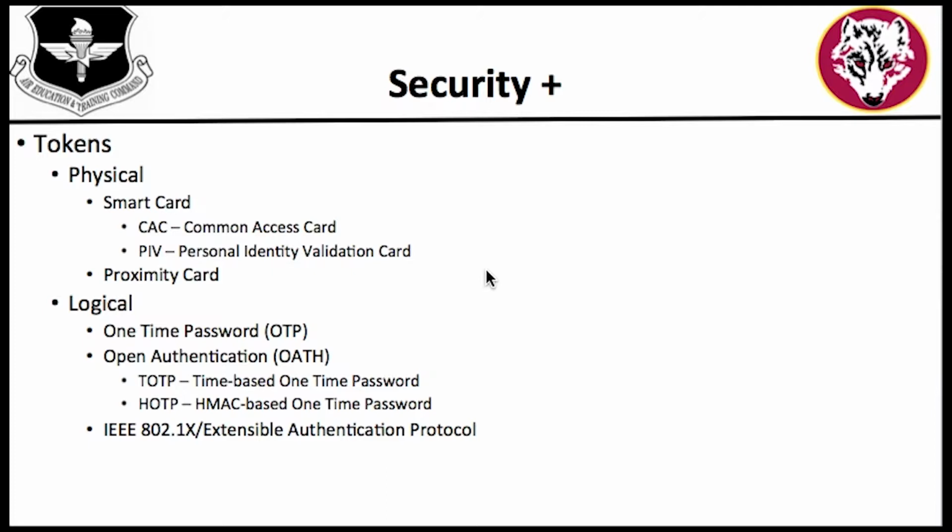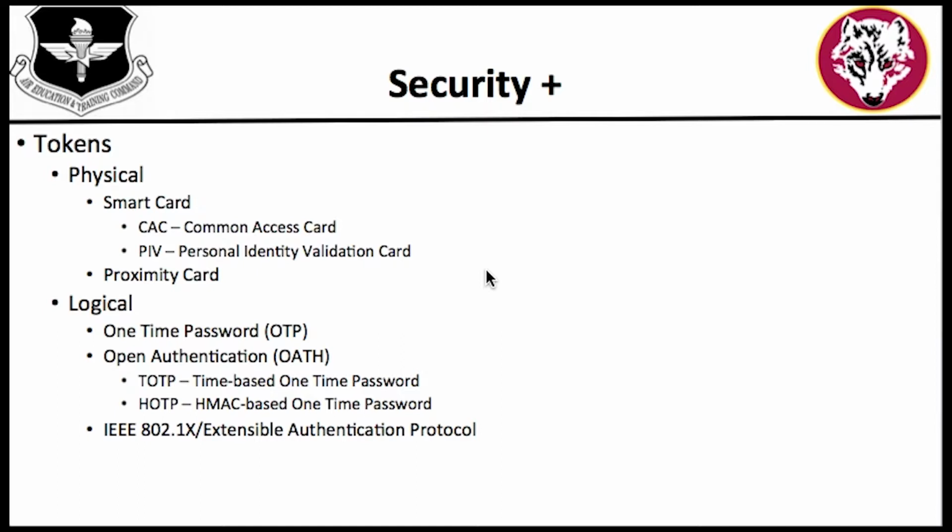A physical token is something that you can touch, and common examples include smart cards and proximity cards. Common smart cards include the Common Access Card or a Personal Identity Verification Card. An example of a PIV could be a driver's license, state-issued ID, school ID, etc. The main concept is that a PIV proves that the card bearer's identity was authenticated prior to the ID being issued.